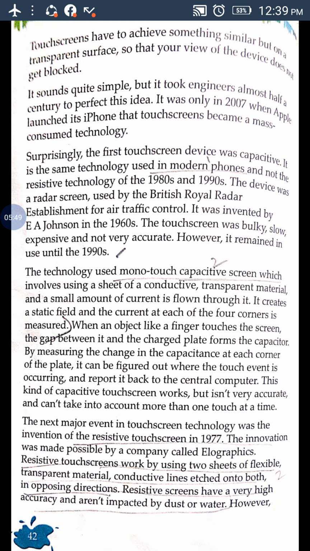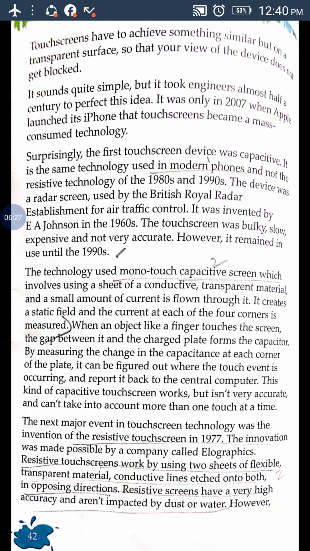When an object like a finger touches the screen, the gap between it and the charged plate forms a capacitor. Okay, when people used to touch it, what used to happen? The gap between the place where you touched and the charged plate forms a capacitor. It measures it. Okay, by measuring the change in the capacitance at each corner of the plate, it can be figured out where the touch event is occurring.